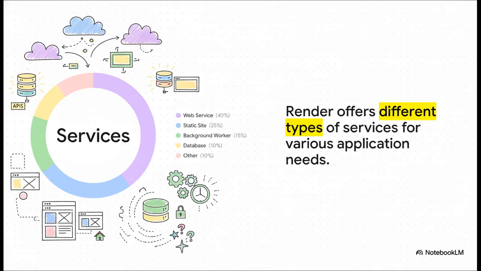Now, a really key concept here is that not all apps need the same kind of home. On a platform like Render, these different homes are called services. You can see the most common one is a web service, which is perfect for a backend API. But you've also got specialized homes for things like static websites or background workers that do heavy lifting or even manage databases. You just pick the right tool for the job.